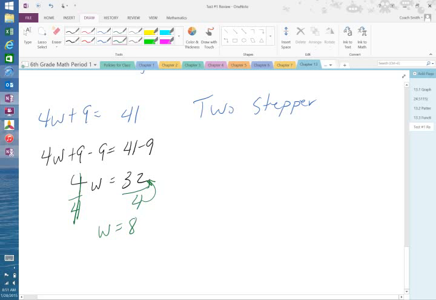Now, remember that you can do this also. You can show it as this: 4 times W divided by 4.